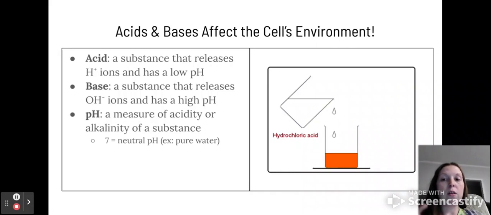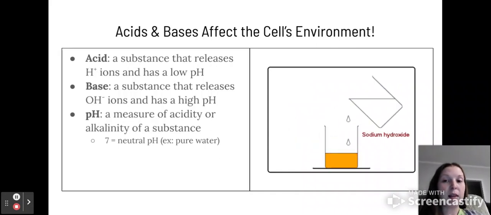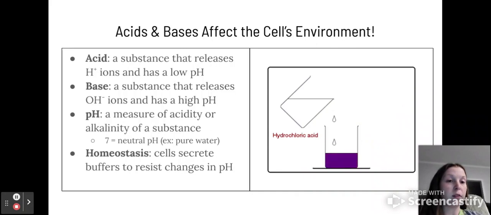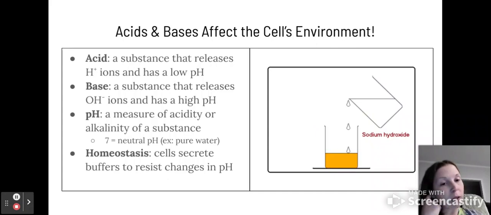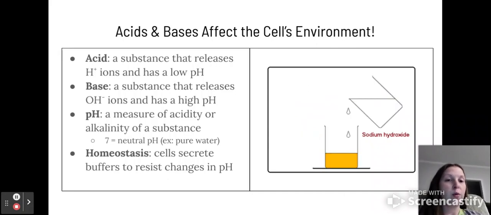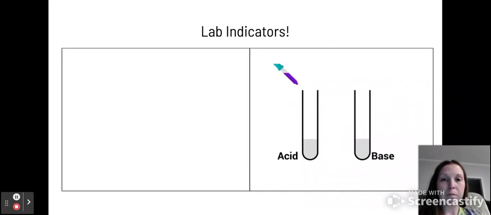So if you have a pH of 7, that is a neutral pH, so we're looking at water there. And it ranges from 1 to 14. So the lower side is acids, and the higher side is bases. And the reason we look at this is because we want homeostasis in the cells. So to keep from acids or bases really affecting that environment, cells will secrete buffers, which will cause a resistance in change of pH. So it'll help keep pH the same.